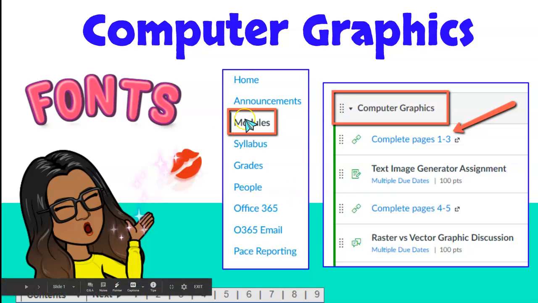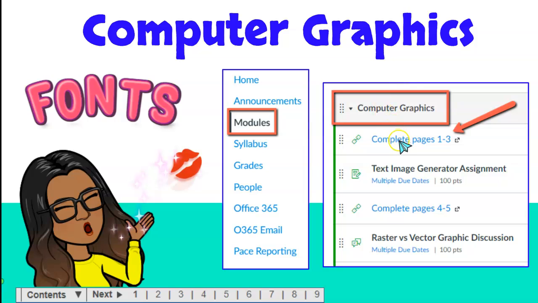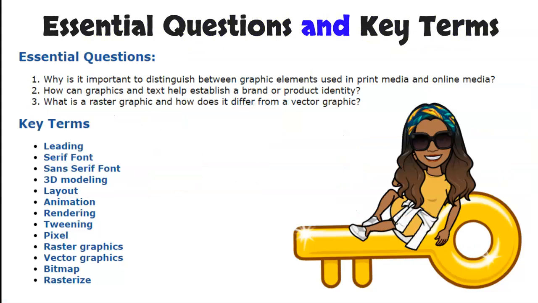To get started, you're going to locate the Modules tab within Canvas, and then locate the name of the module, which is Computer Graphics, and then you can click on Complete Pages 1 through 3, but any of the pages will take you to the same location, which is your online textbook. So that's where you want to begin reviewing your 9 pages of content. You'll always see your essential questions and your key terms as part of the first page of your content.